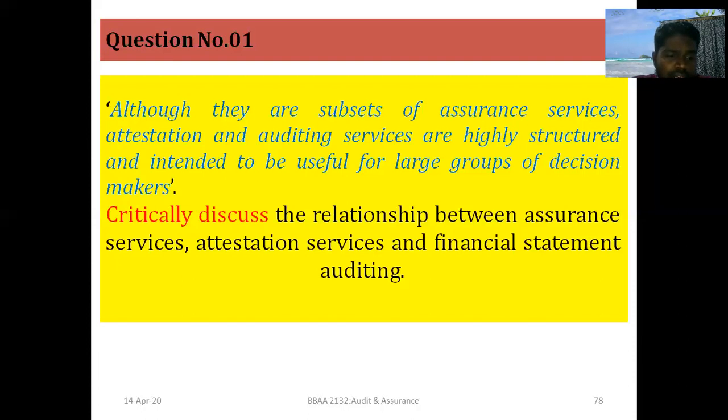Second point: in the attestation service, the public accounting firm issues a written communication that expresses a conclusion about the reliability of a written assertion of another party. Third point you can say: the attestation service consists of three categories. The first is audit of historical financial statements, review of historical financial statements, and the third is other attestation services. Under the attestation service you can tell 3 points. Attestation service is a part of the assurance service.